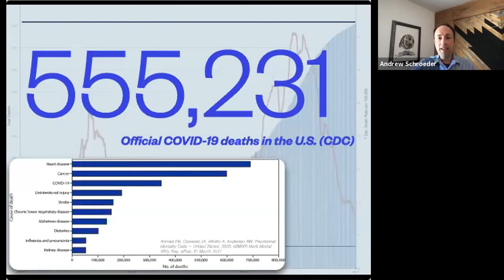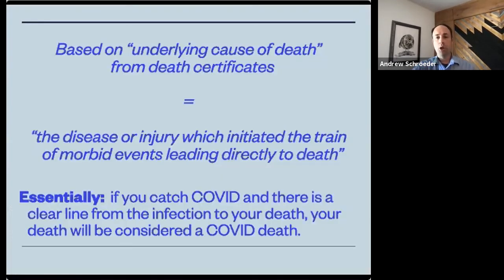So specifically, that number refers to the number of deaths where COVID was determined to be the underlying cause of death. And the underlying cause of death is defined as the disease or injury which initiated the train of morbid events leading directly to death. Essentially, what that means is that if you catch COVID and then there's some clear line from the infection to your death, then your death is going to be considered a COVID death.